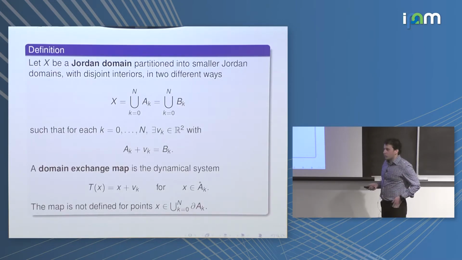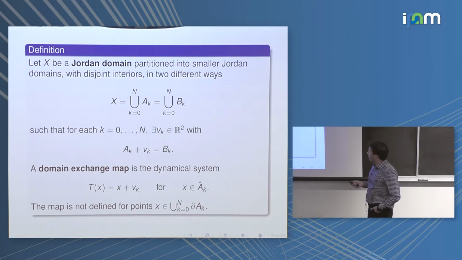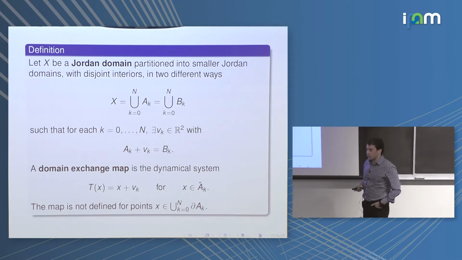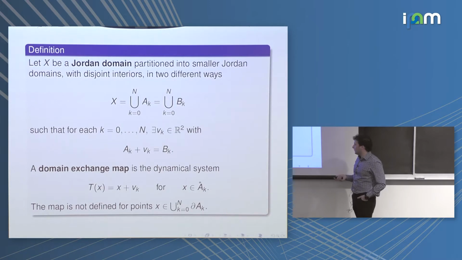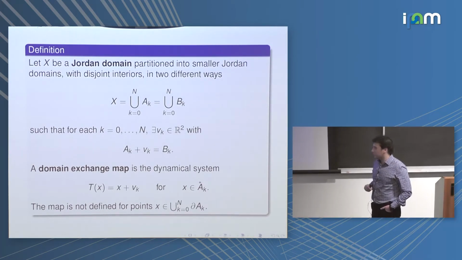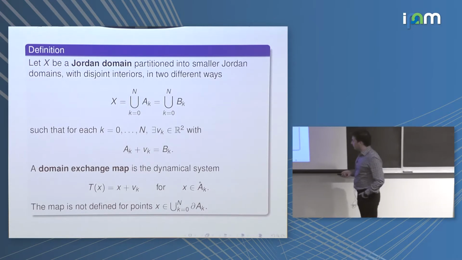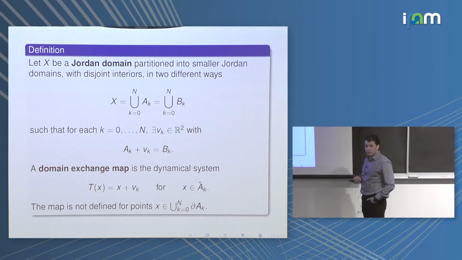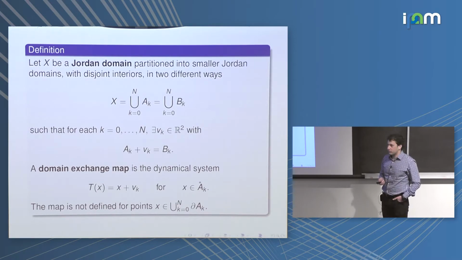So you can also describe it a bit more formally with two different partitions of your domain X. You can write it as a union of A_k and as a union of B_k, which are translation equivalent, meaning that for each k, there's some vector v_k in R^2 with A_k plus v_k equal to B_k. And then we define the domain exchange map T of x to be x plus v_k, where the vector v_k is associated to the tile A_k. Okay. And then we'll leave it undefined for points on the boundary. Any questions about the setup here?